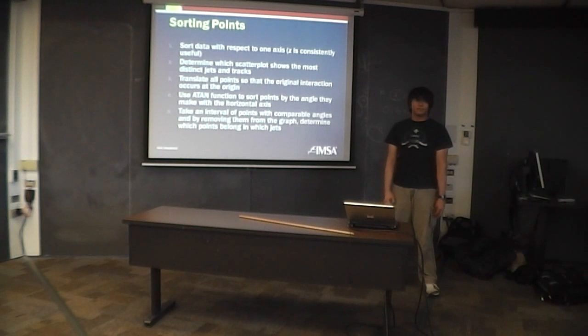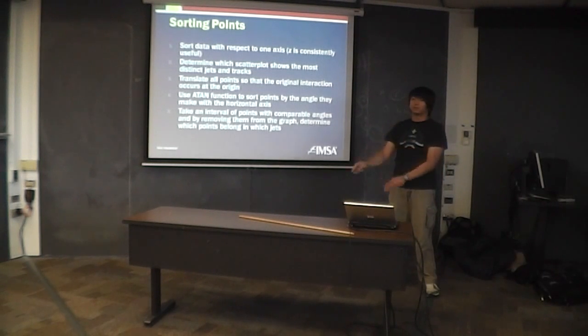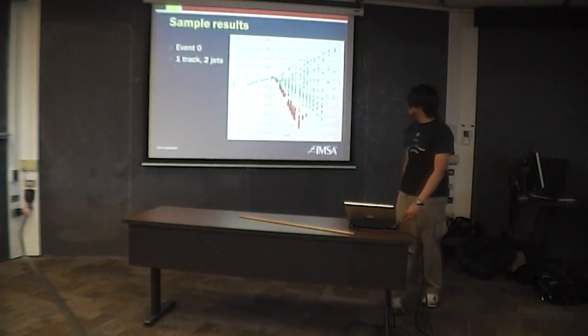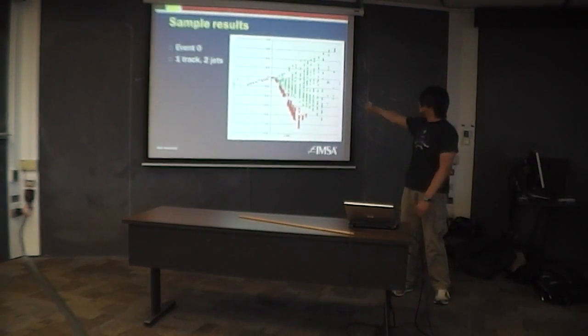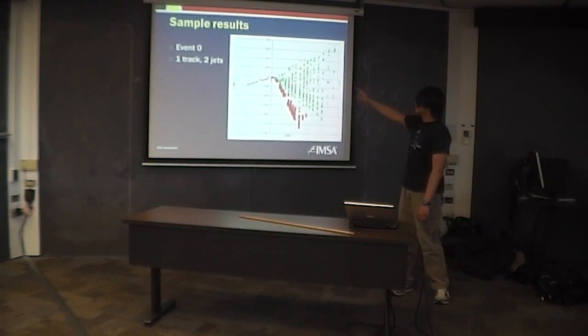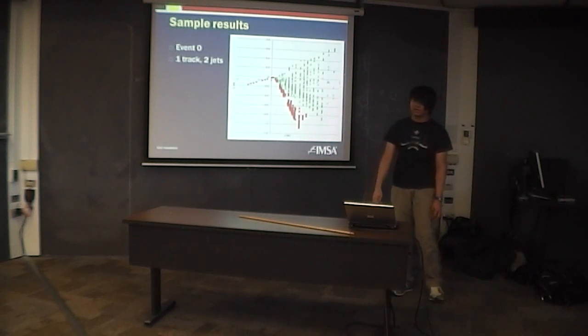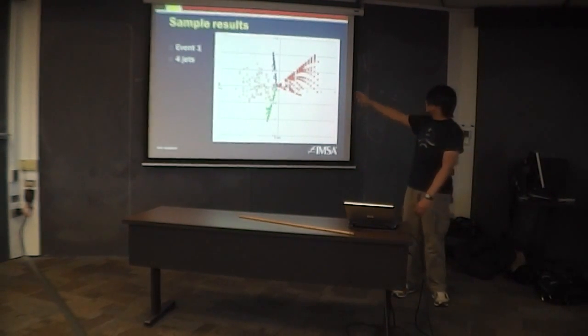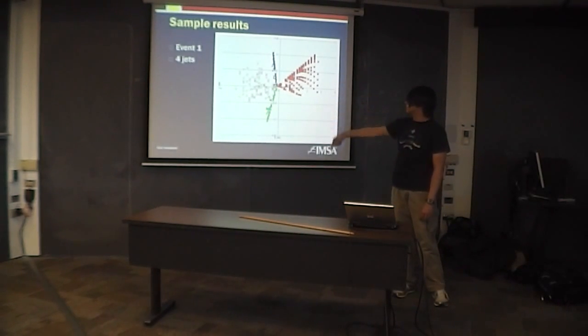And that's a very good way to distinguish which points are part of specific jets and tracks. And a couple samples. Here I've got 1 sample. Here I've got a jet and a track, and that's the example from the first slide. And then here I've got 4 jets. Moving that way, that way, and down.